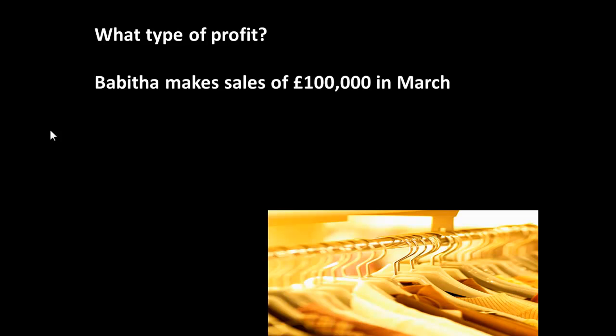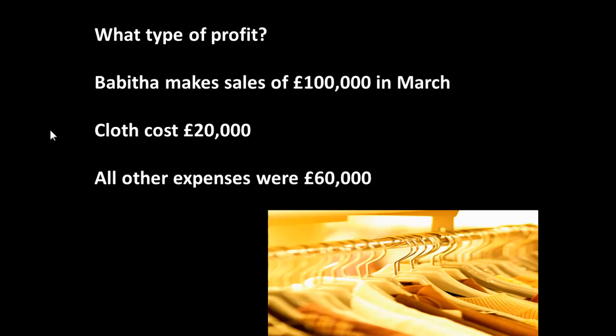So, what type of profit? Profit can have two different meanings, so let's have a look at this. Babitha has sales of 100,000 in March. She has to pay 20,000 for the cloth, and all her other expenses were 60,000. So you can see that what I've separated off is the cloth from the other expenses. And you might wonder why I've done this, but think about this. The cloth is actually used to make the clothing which will then be sold.